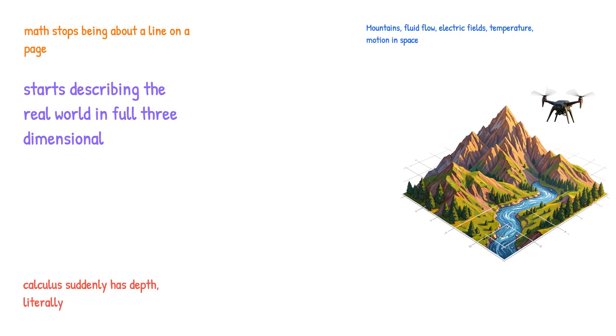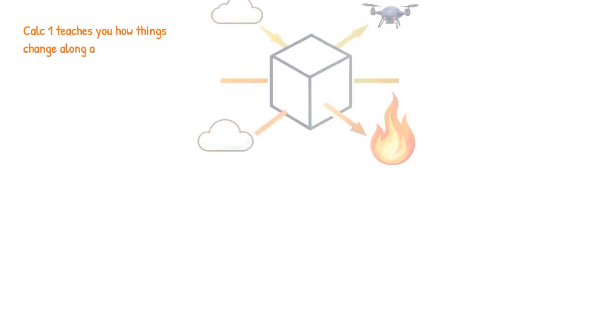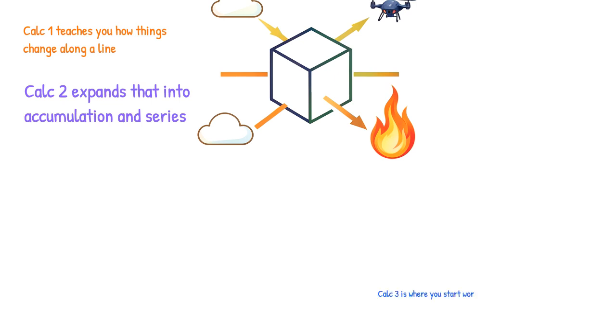In the next few minutes, I want to show you the 5 most interesting topics in multivariable calculus, and more importantly, why they matter outside the classroom. Calc 1 teaches you how things change along a line. Calc 2 expands that into accumulation and series. But Calc 3 is where you start working in multiple dimensions at once.